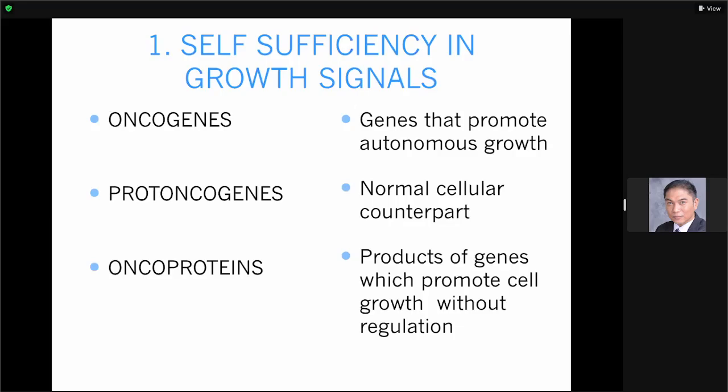So again, ulitin natin, self-sufficiency in growth signals, nandyan pa rin yung proto-oncogene. So they promote cell proliferation, cell growth. So normal genes, unmutated proto-oncogenes, when they suffer genetic aberrations, they will be called oncogenes and they will encode for oncoproteins.